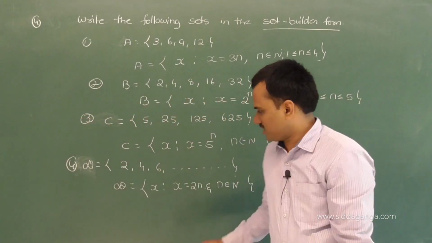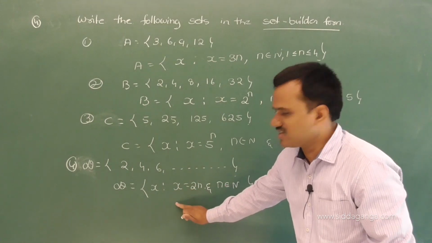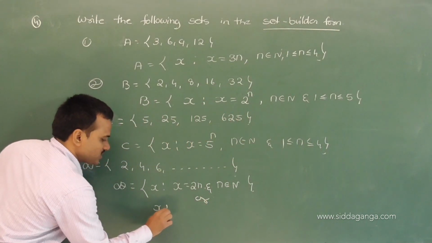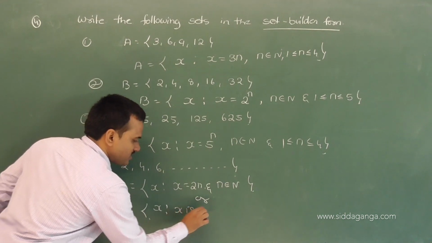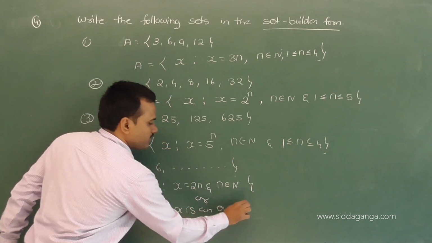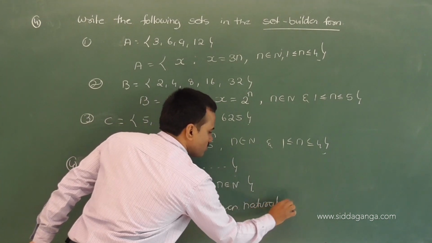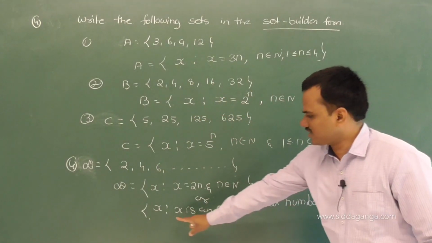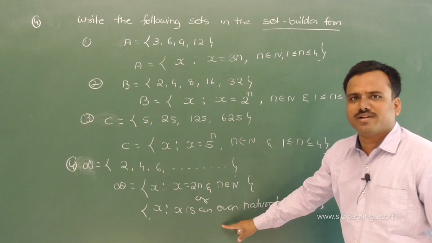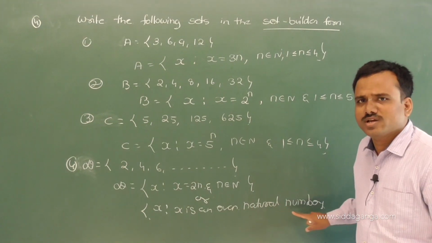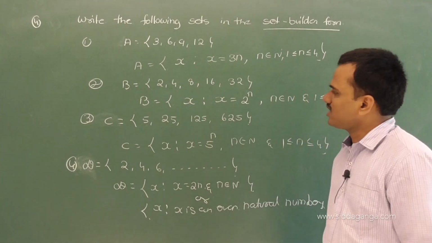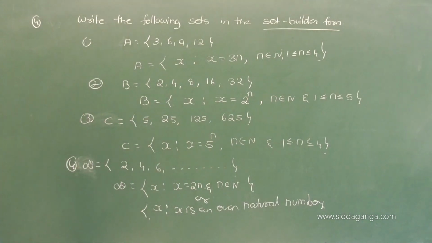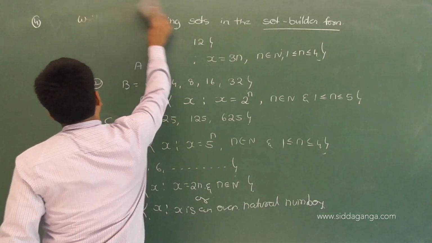Or else we write one more method. x such that x is an even natural number. Even natural numbers. Understand? This is nothing but the set builder method. So I think one more problem is there. One more problem in the fourth one.